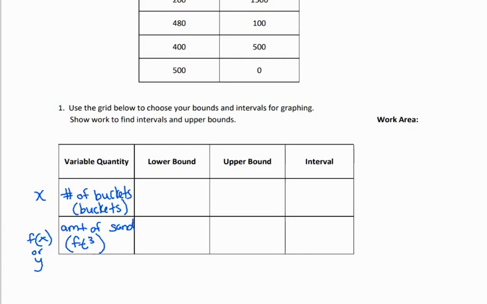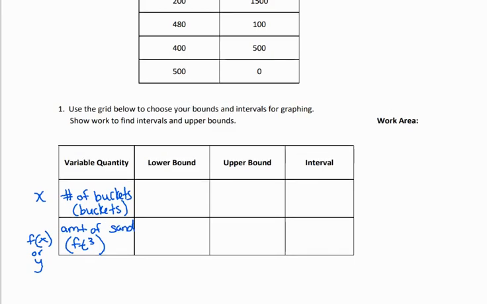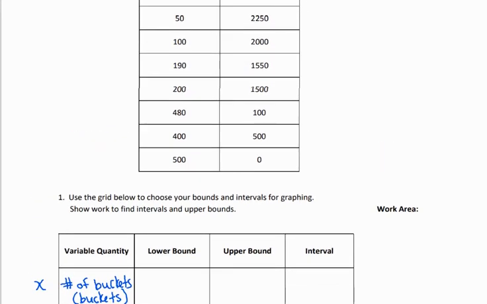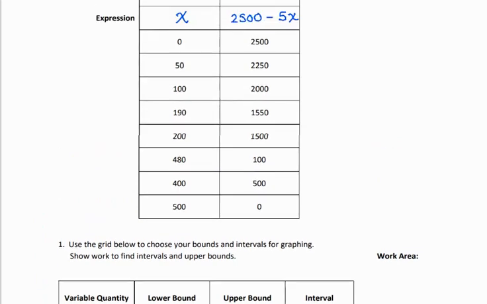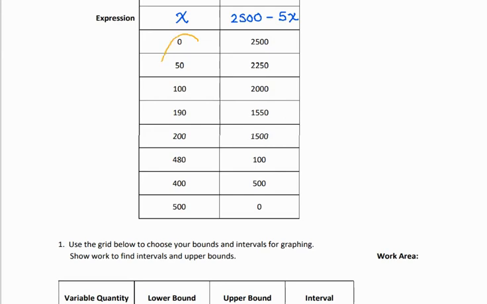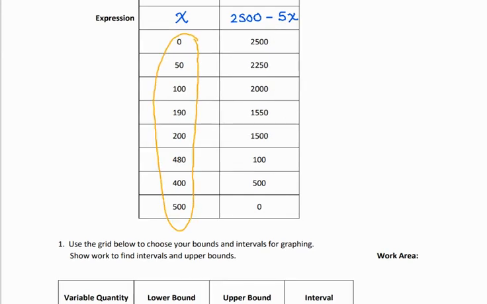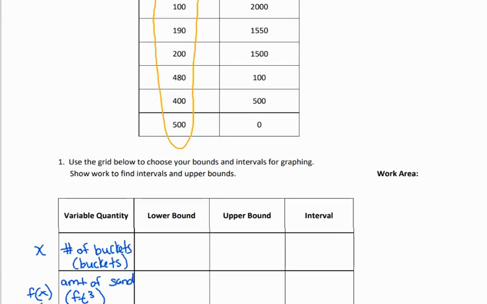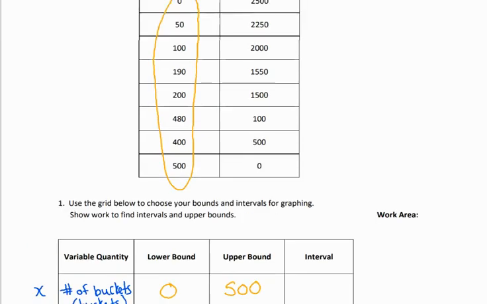All right, so let's take a look. Good job for those that participated. So for buckets, let's just focus on lower and upper for buckets. What that means is that we look at the first column. So I'm going to circle that. And I look at the lowest number that I just circled in orange and the highest. The lowest number in orange, and this is nice, it's literally in order, is 0. And the highest is 500. So for buckets, our lower bound is 0 and our upper is 500.